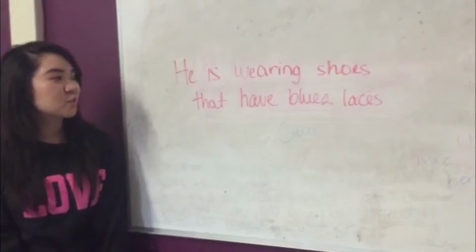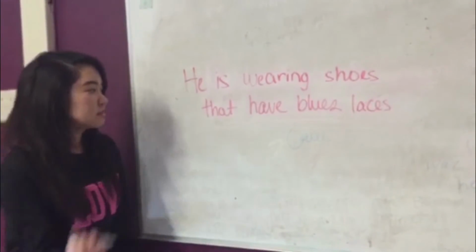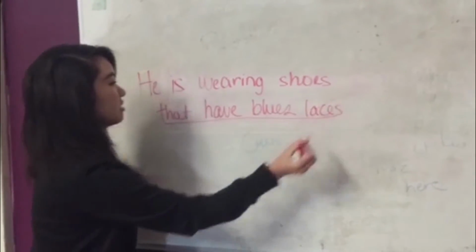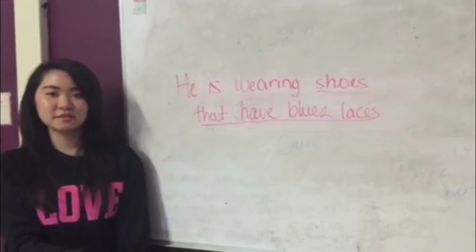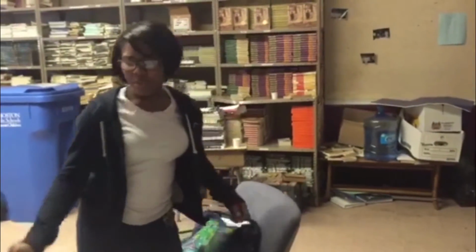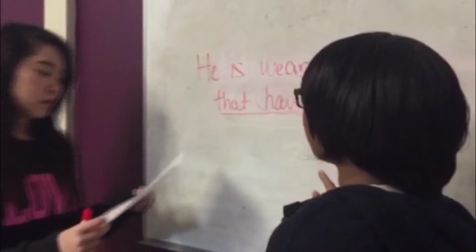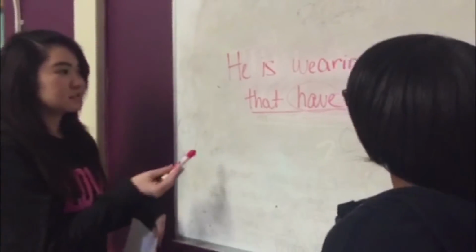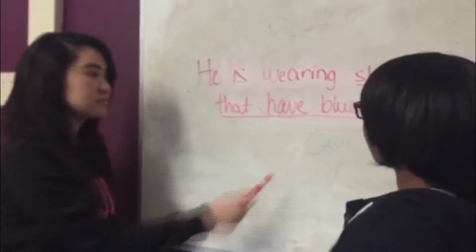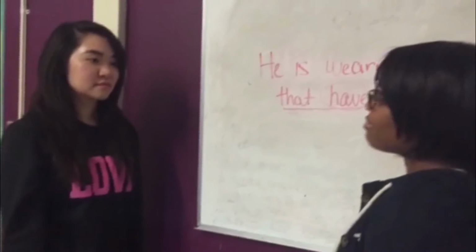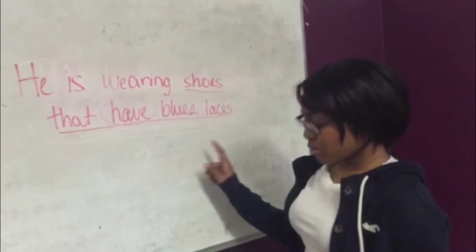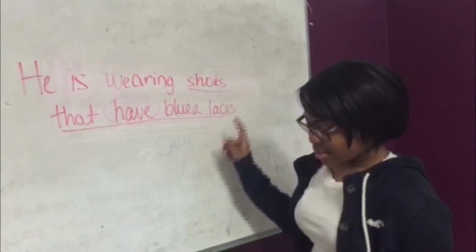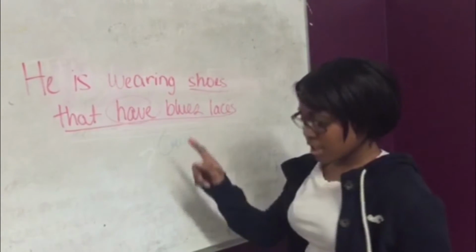One example is he is wearing shoes that have blue laces. That have blue laces is the clause, have is the verb, and shoes is the subject. Wait a second. Isn't he the subject? Well, he is the subject of the sentence, but shoes is the subject of the clause. Oh, because the adjective clause that have blue laces is describing the shoes and not the he.